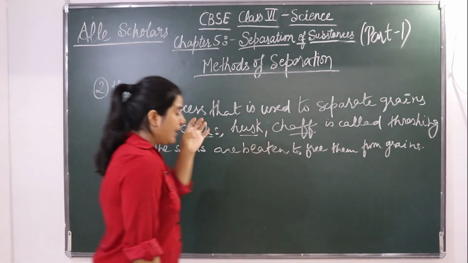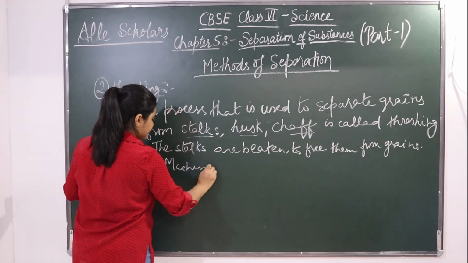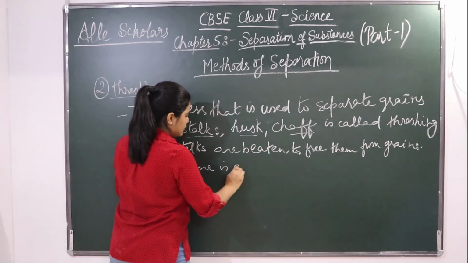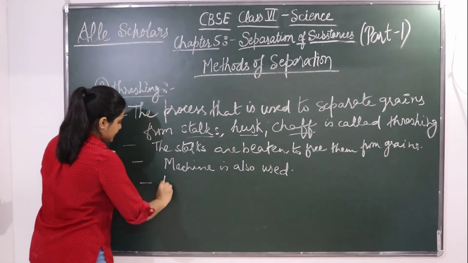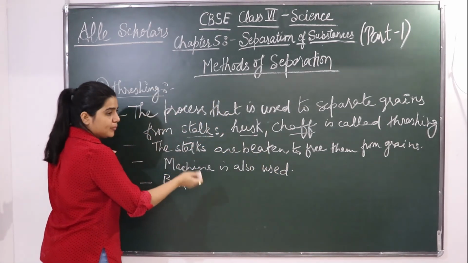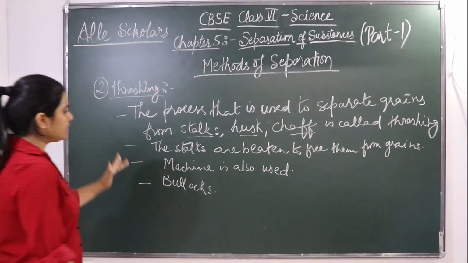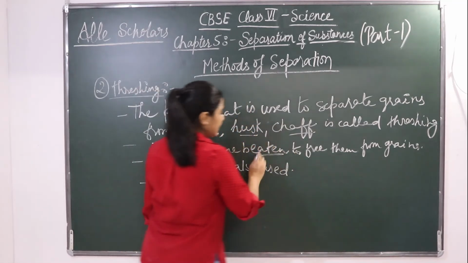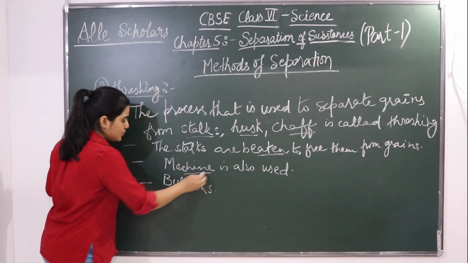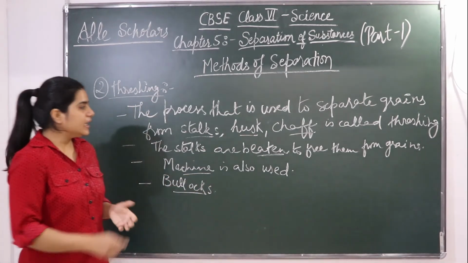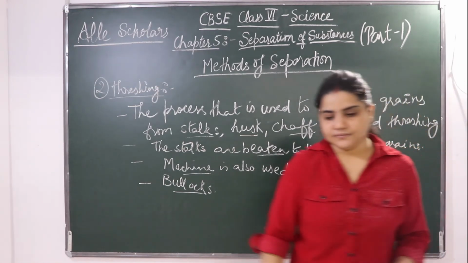Or sometimes a machine is used, or bullocks can be used. So how is the separation done? The stalks are beaten to free them from grains, or sometimes a machine or bullocks are used. Okay, so this was about threshing.